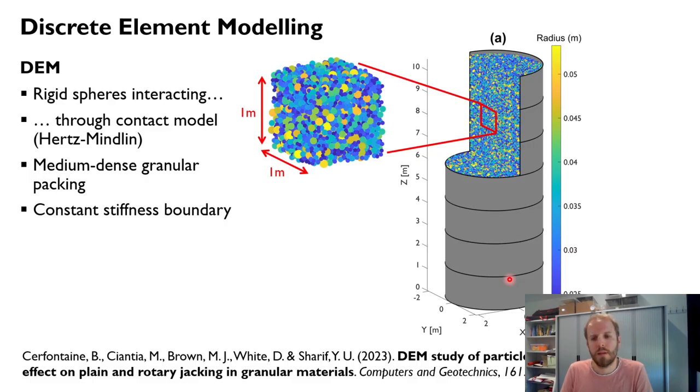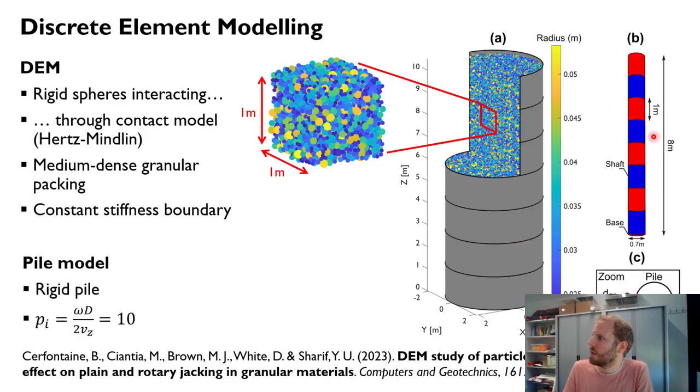This consists in modeling the soil sample by a set of rigid spheres which interact through contact laws, and they are free to move, hence to model large deformation. There are also those gray rings, which are some cylinders which are free to move radially, and they will simulate a constant stiffness, which enables us to reduce the computational time by truncating the sample size that is modeled.